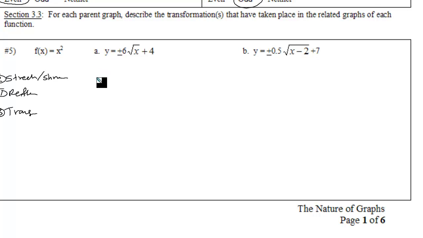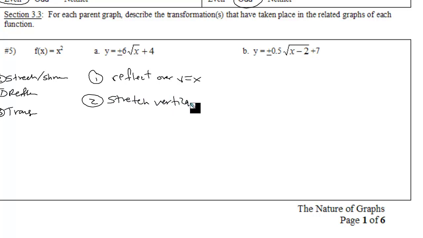So on number 5a, first thing that's going to happen is this graph is reflected over the line y equals x. Second thing that happens, stretch vertically by 6. Third thing that happens, the graph is translated up 4.